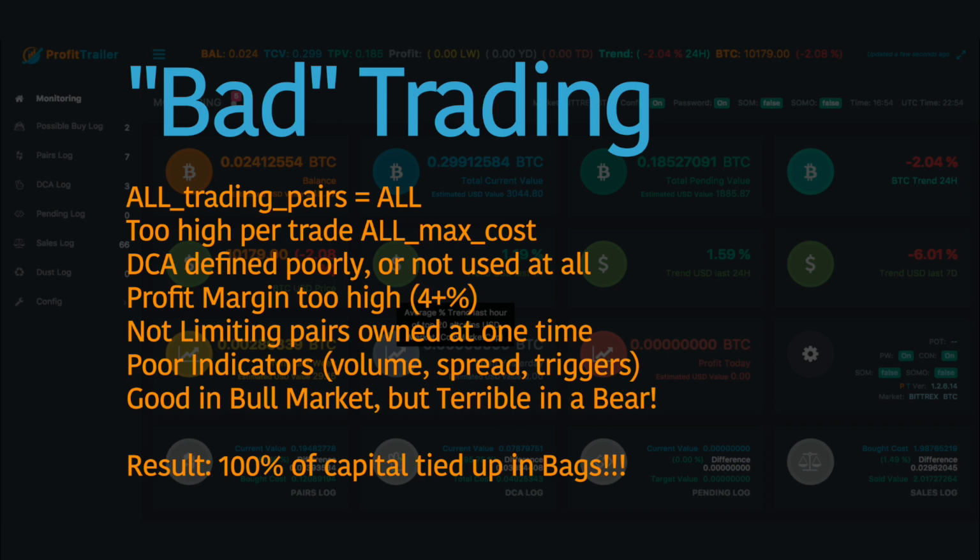Another thing I see is that people have really high profit margins, 2 to 4 or 5% as their goal before a coin is sold. And that can work, but typically you have to keep them lower than that.